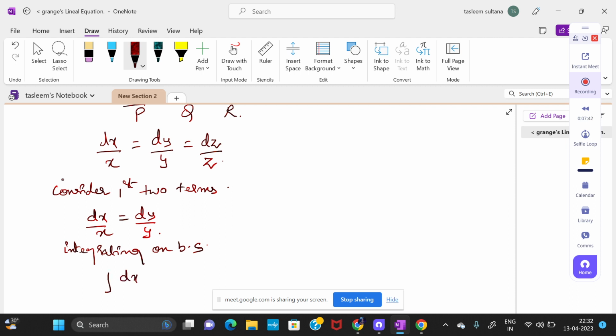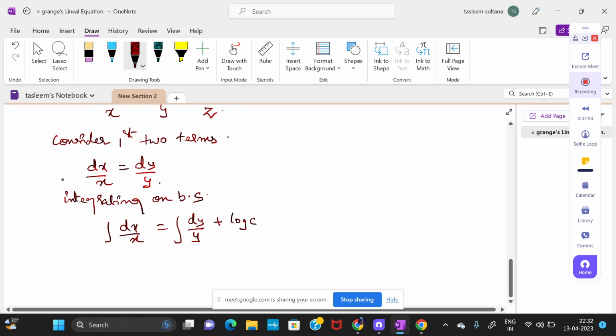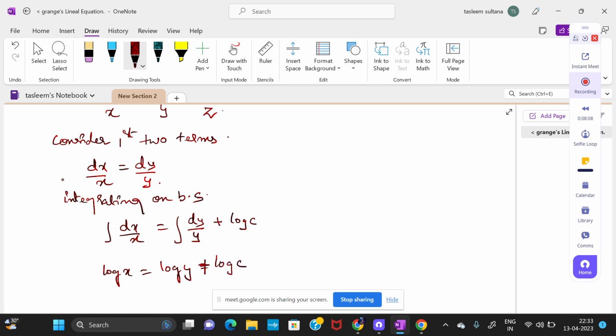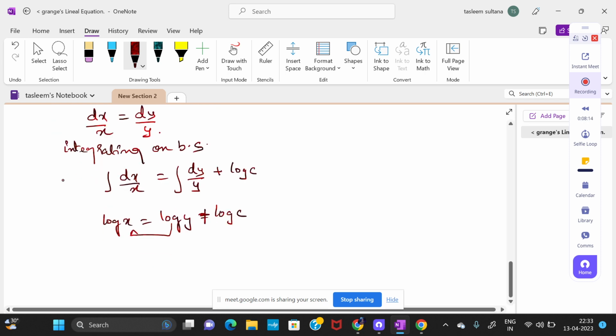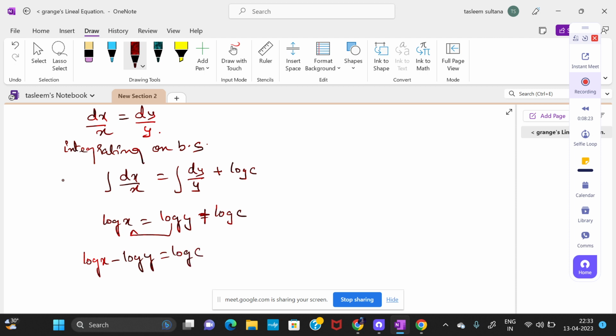So integral of dx by x is equal to integral of dy by y plus log c, that is a constant. Why am I writing log c here? Because both the terms are going to come into log form only. Integration of 1 by x is log x, which is equal to log y plus log c. Now take this log y to this side, so it becomes minus log y: log x minus log y is equal to log c.